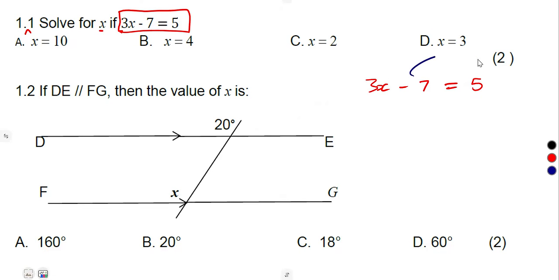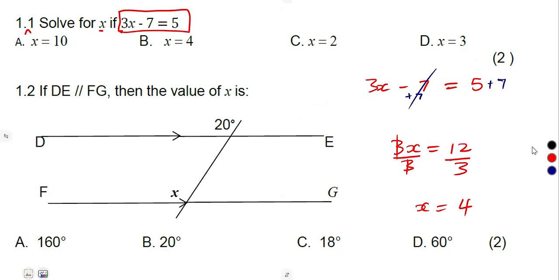So no problem, just take the minus 7 to the other side. It's going to be a plus, or just add since you're subtracting. Add 7 both sides. So that's going to cancel, and we've got 3x, which is equal to 5 plus 7, that is 12. Dividing by 3, the value of x is 4. So the best answer, looking at what we are given, is B.